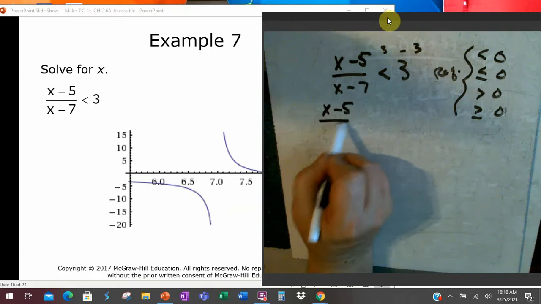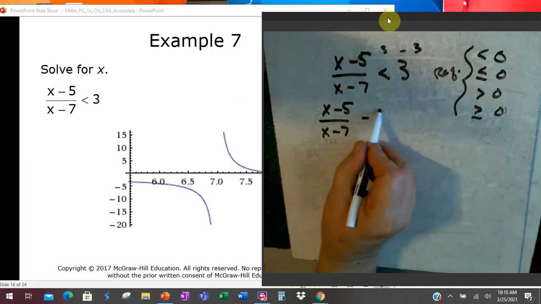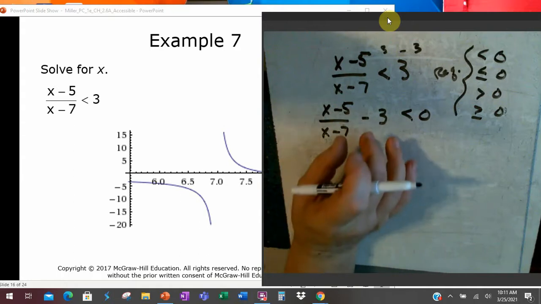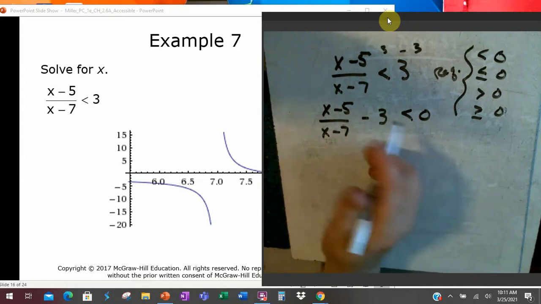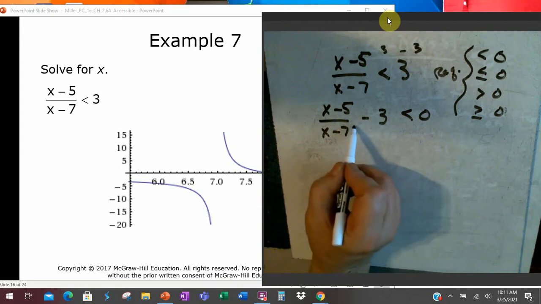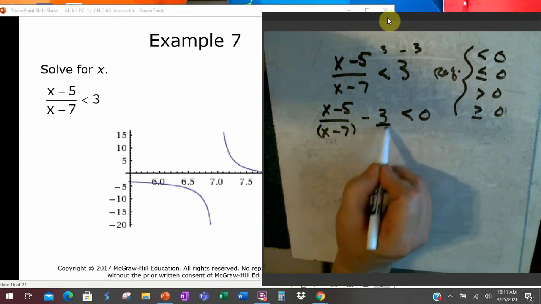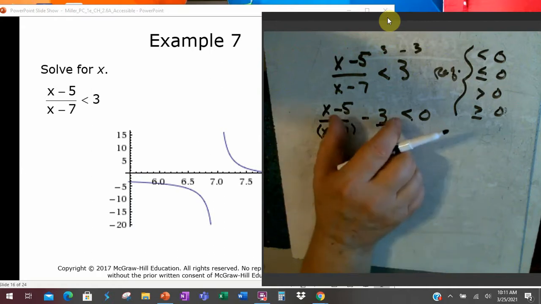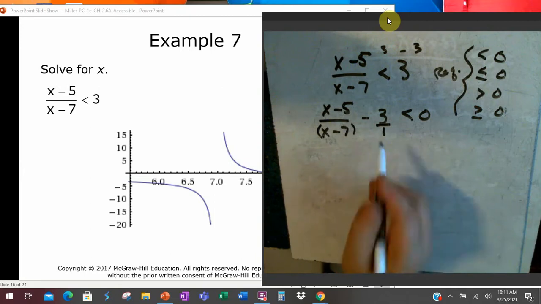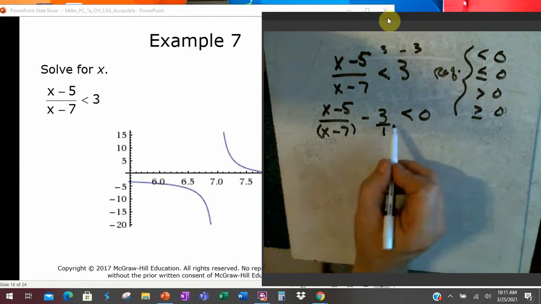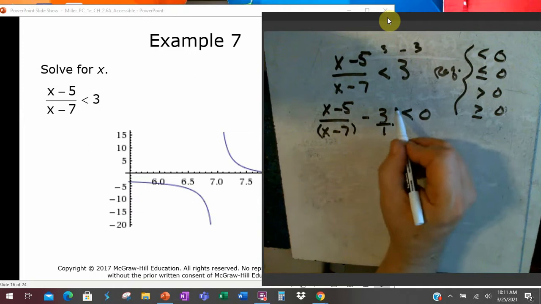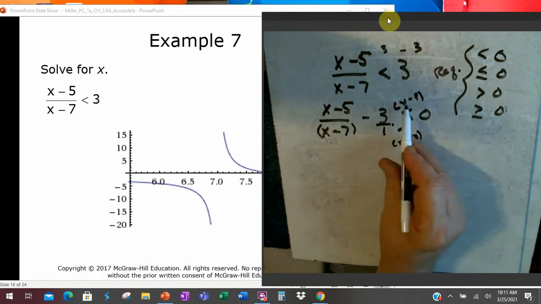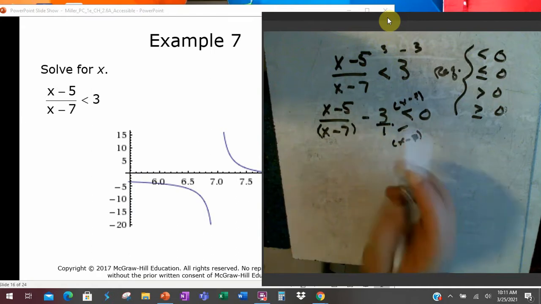x minus 5 over x minus 7, minus 3, less than 0, okay? I have to combine this, just like I did the polynomial, the quadratic, get everything together. I do the very same thing. And how do I do this? This is really 3 over 1. I need that to be over that, the same denominator, then I can see if I can factor or come up with something. Okay. So this, I need to multiply times x minus 7 divided by x minus 7. So I'm only multiplying times 1. This over this is 1, but this will give it to me.